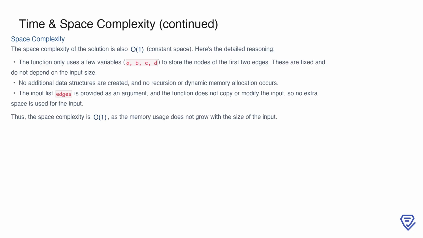The function does not create any additional data structures, such as dictionaries or arrays, and there is no recursion or dynamic memory allocation. Furthermore, the input list of edges is passed as an argument, and the function only reads from it without copying or modifying it. These factors ensure that the memory usage remains constant, regardless of the size of the graph. Therefore, the space complexity of the solution is O(1).